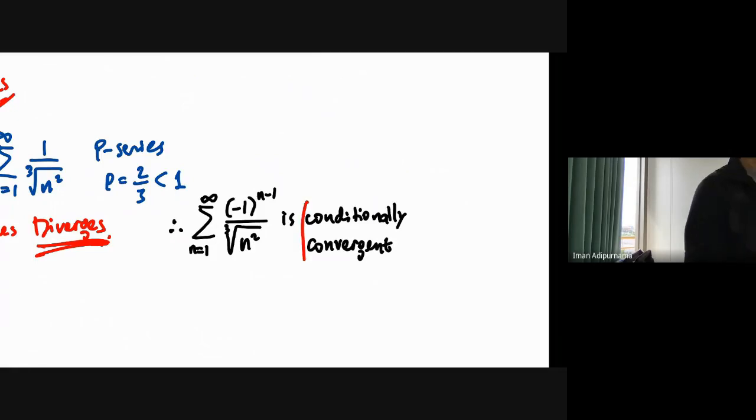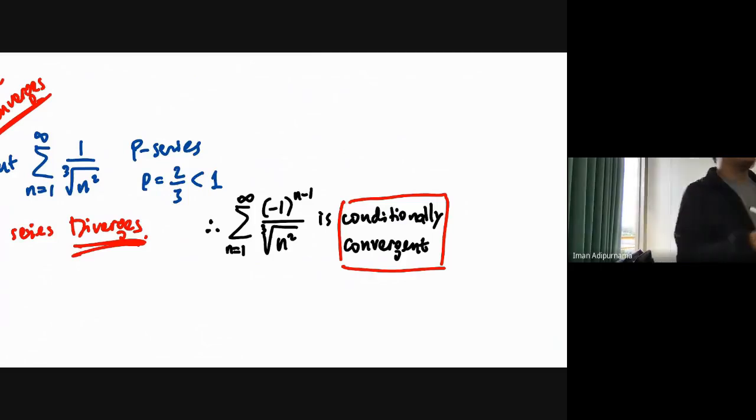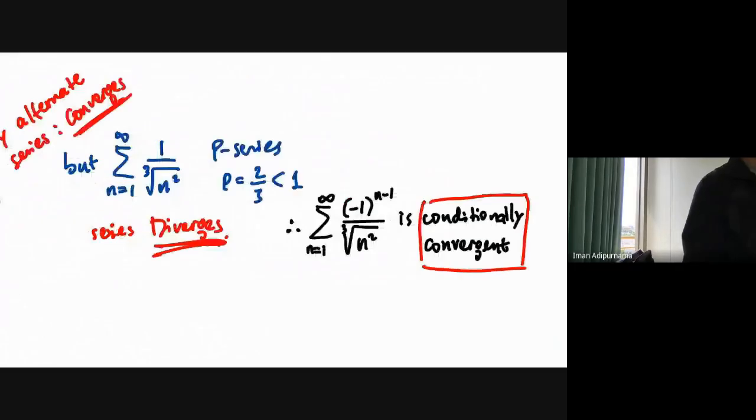Conditional convergence mostly happens in alternating series. If the alternating series itself converges, the absolute value can diverge. When that happens, it's conditionally convergent.